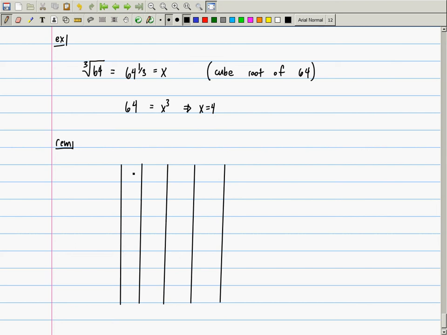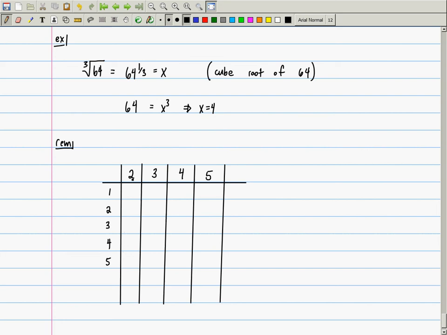So then, 2, 3, 4, 5. We're going to raise, this will be the integer, and this row over here will be the exponent. Okay, so then 1, 2, 3, 4, 5. So these are things that would be in your interest to memorize. Then we're going to fill this out.